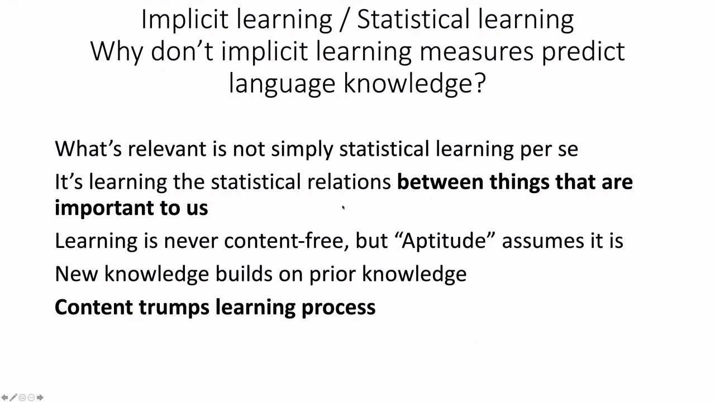Learning is never content-free, but aptitude actually assumes it is. New knowledge always builds on old knowledge. Content trumps learning process. What you see in front of you here is some content. You have rich patterned knowledge of that content. There is exquisite statistical structure here, both local and longer distant. You know these patterns as a result of thousands of hours on task, but you just can't see it at the moment in this form.